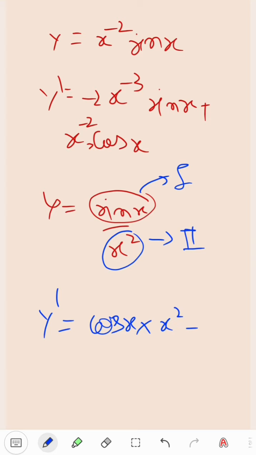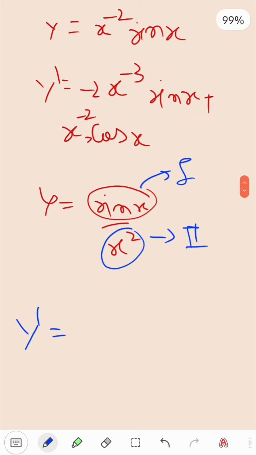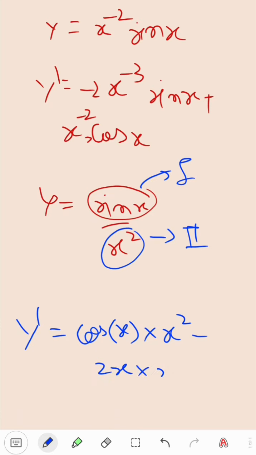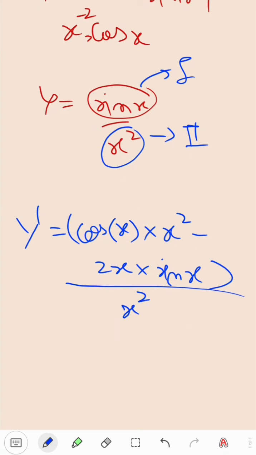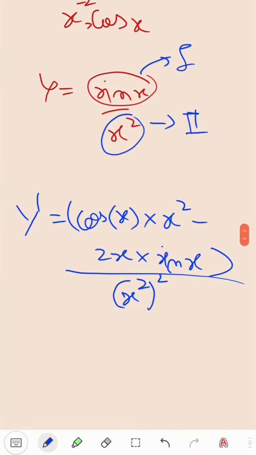minus. Okay, this is a minus sign, let me write so that we can get more space. See, y dash equal to derivative of first function, which is cos x, into second function as it is, which is x square, minus derivative of second function, which is 2x. Derivative of second function means derivative of x square, that is 2x, into first function as it is. Now this whole expression is divided by the square of the second function, meaning square of x square.